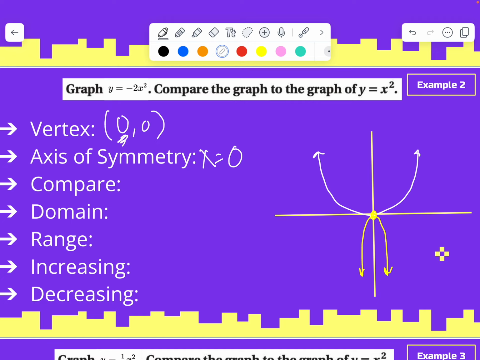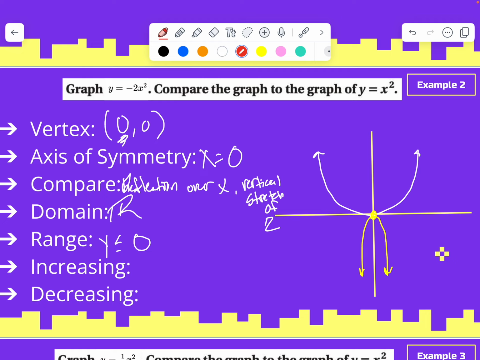If we were to compare, we've used this language before, we'd say reflection over the x, and we would say vertical stretch of 2. Our domain is our favorite domain. It's all real numbers. Our highest y is 0, and it's everything below it. So we'd say y is less than or equal to 0.